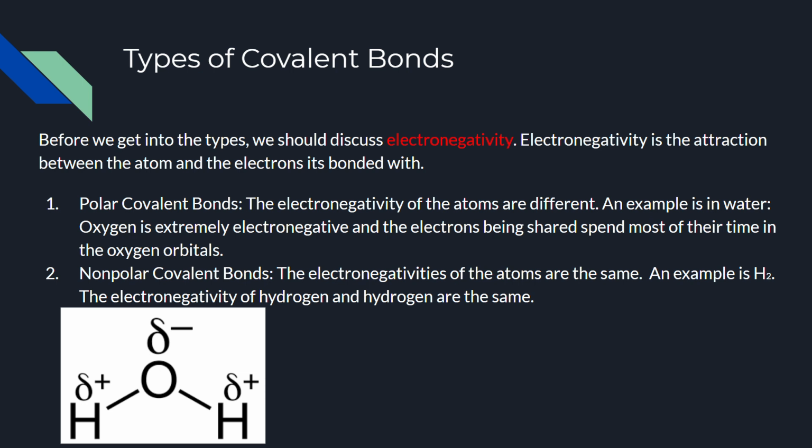Secondly, there are nonpolar covalent bonds. The electronegativities of the atoms in these bonds are the same. An example is H2. The electronegativity of hydrogen and hydrogen are the same, obviously. Here's a picture, an example right here. This is the delta sign.